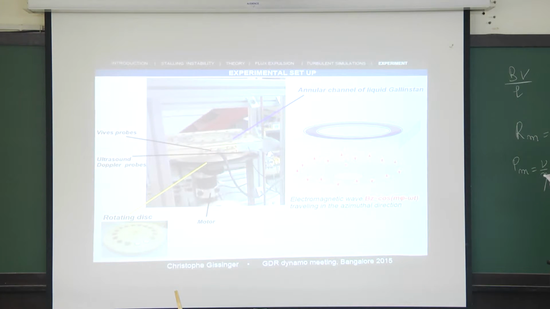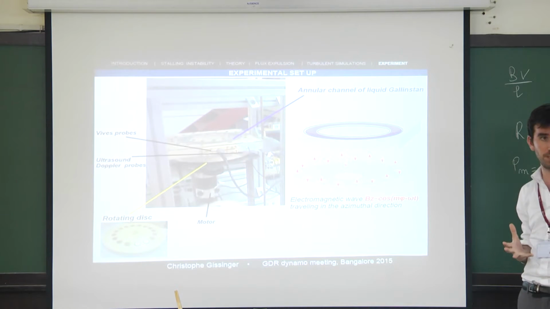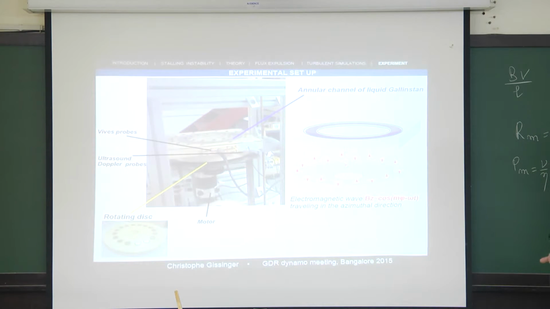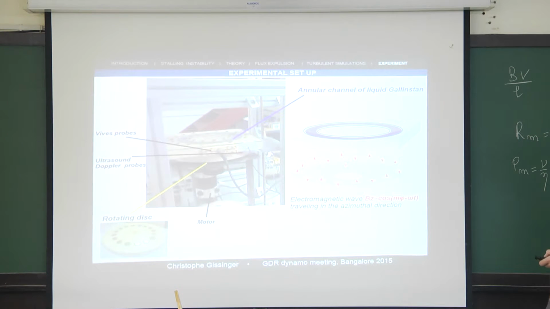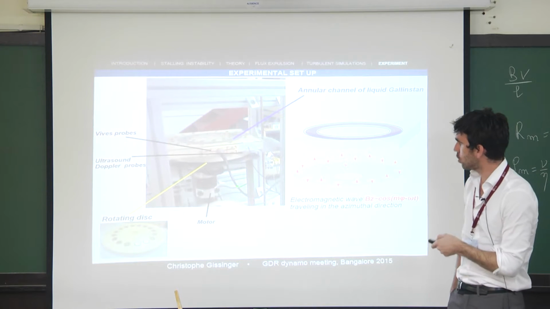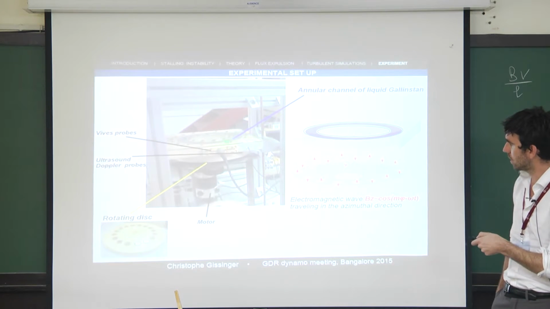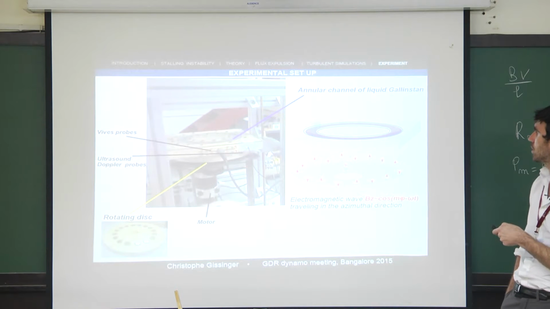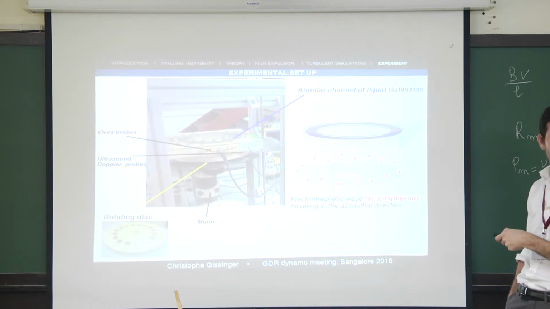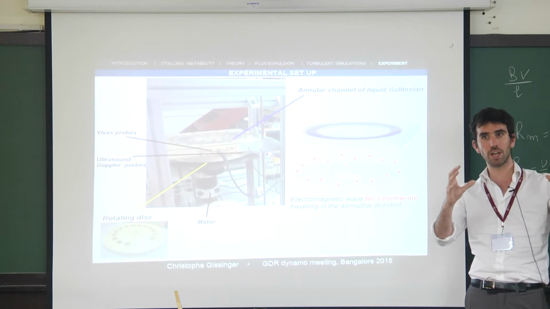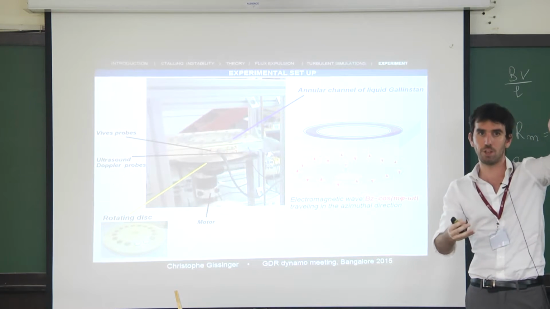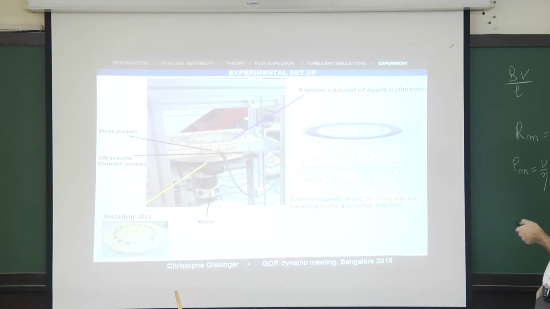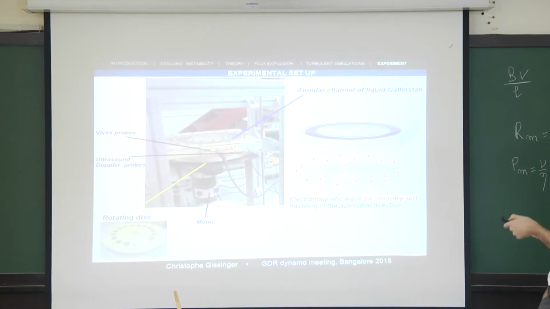So we have built a very simple experimental setup in order to see this instability. This is only a small version of a future experiment. This is a picture of the experiment. We have this upper piece here, which is an annular channel, filled with liquid gallium. It's a small experiment, this size. We want to drive a motion in the azimuthal direction.